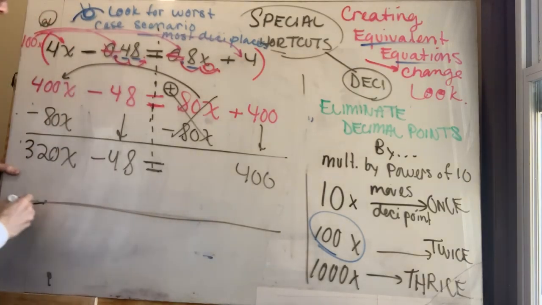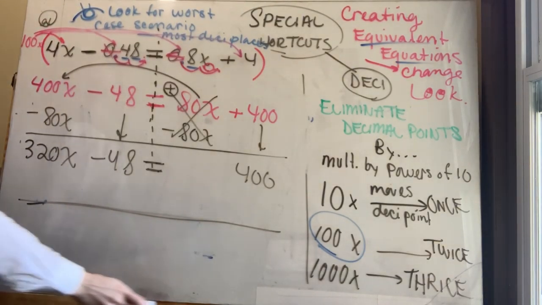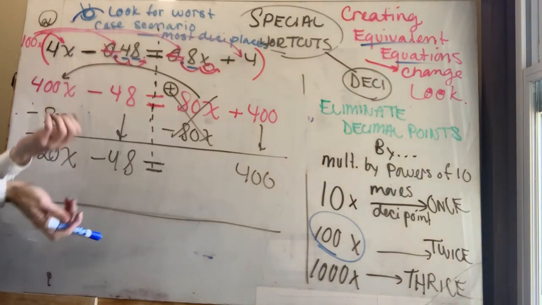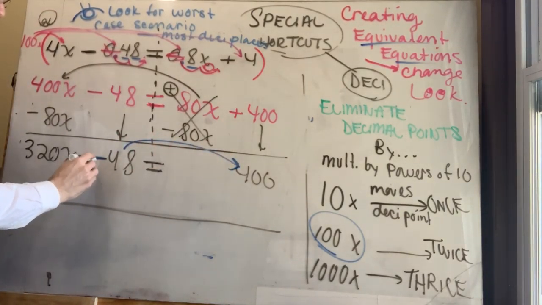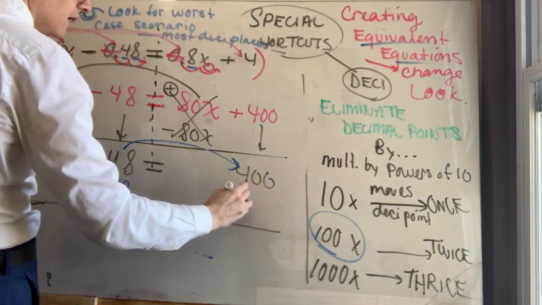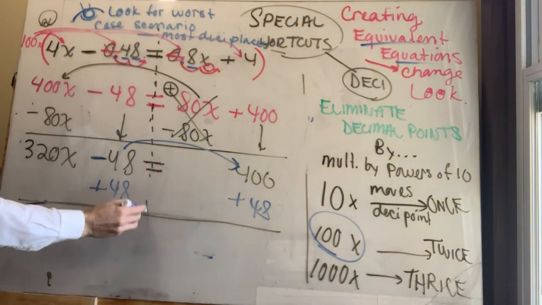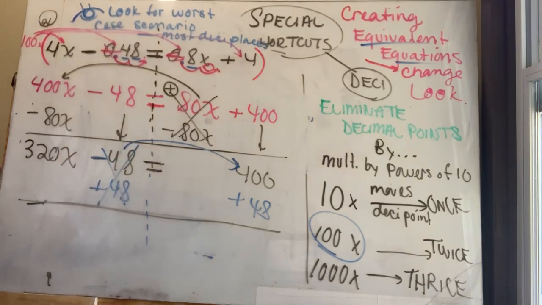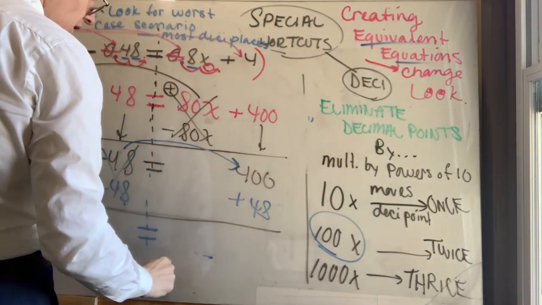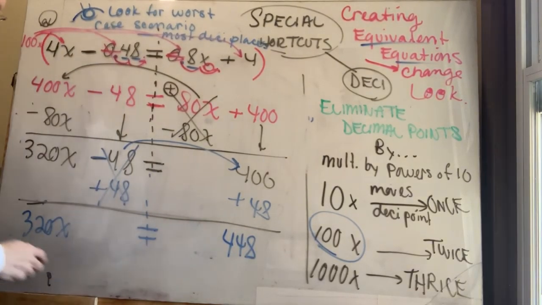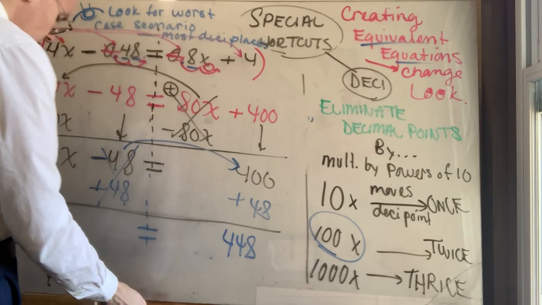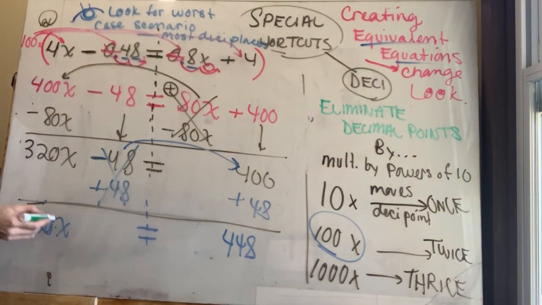Continue. If I have decided that letters are on the left, now I'm kind of obligated at this point, my hands are tied. Numbers without letters have to be on the right. Opposite of subtracting is adding. Add 48. These cancel by design. You are left with 320x equals 400 plus 48 is 448.